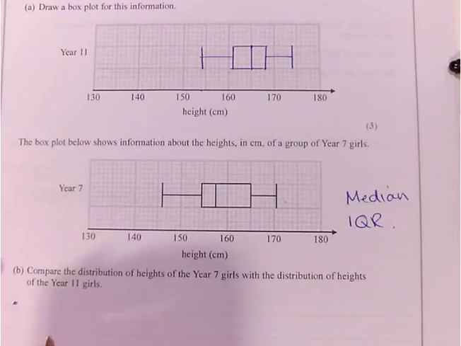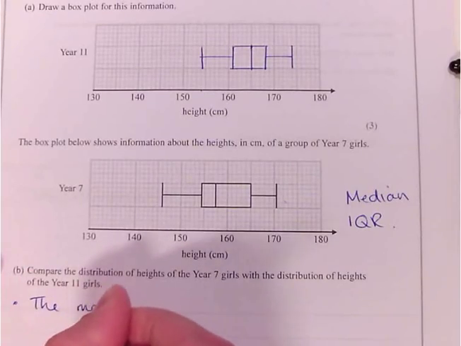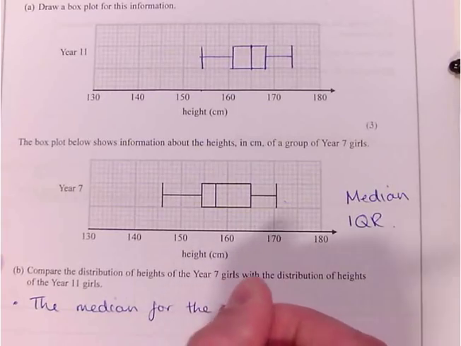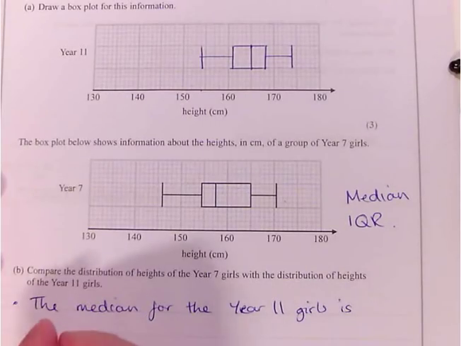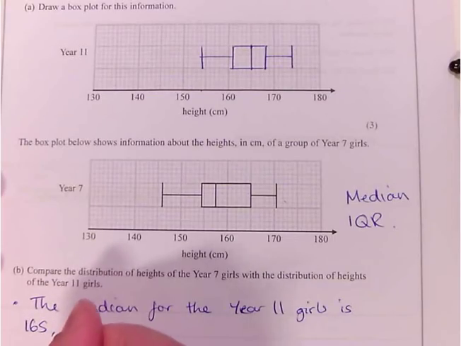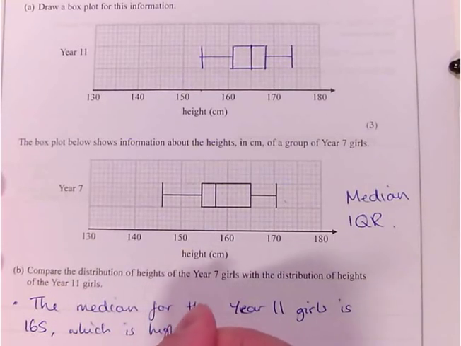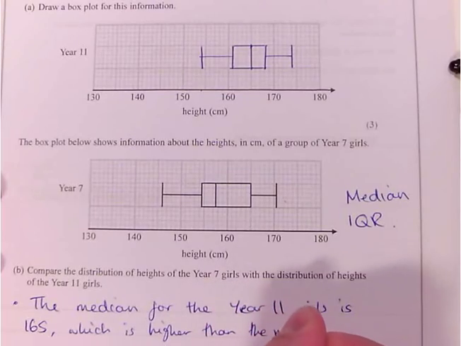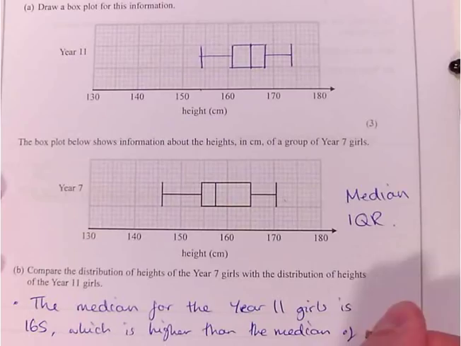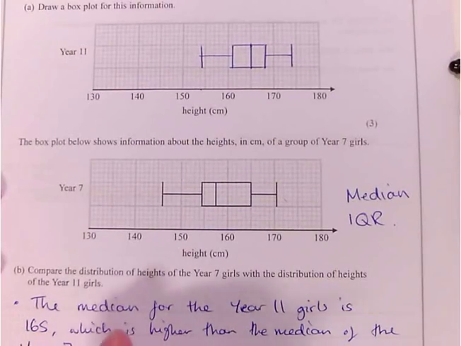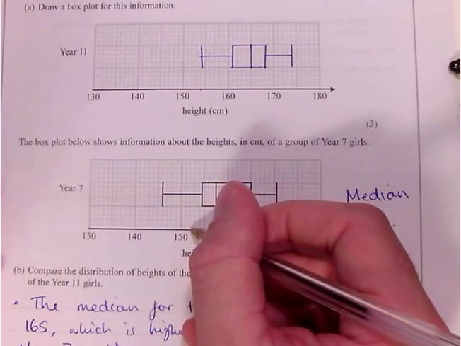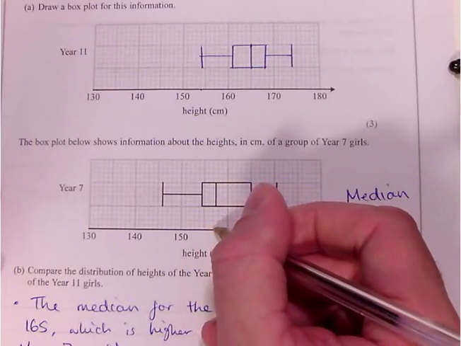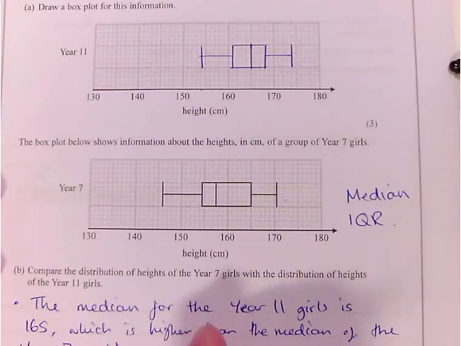The median for the Year 11 girls is 165, which is higher than the median of the Year 7 girls at 157.5 centimetres. Make sure we've got the units on.